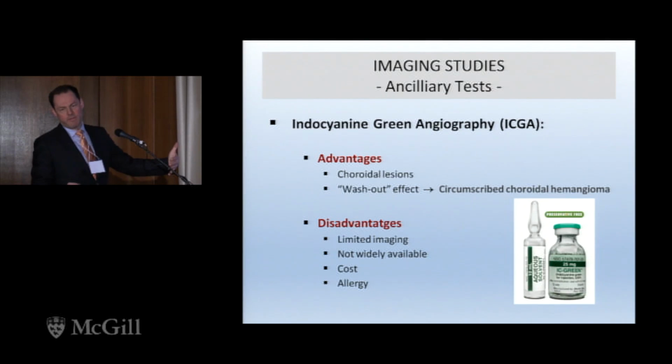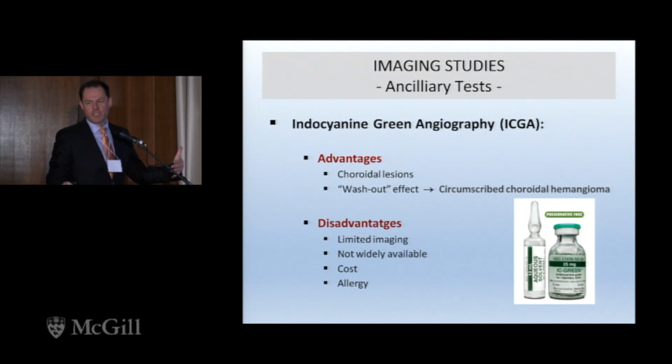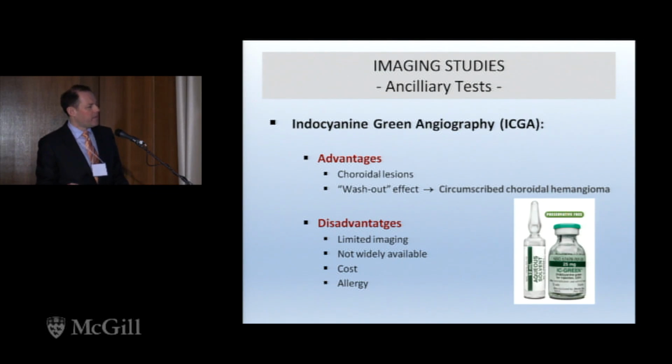So as I mentioned, fluorescein is wonderful for retinal lesions, but when we look in the choroid, it's often difficult to appreciate things with fluorescein. So in the past, we've used indocyanine green, which you see here, and it's been useful in a variety of disorders, including tumors, to try and identify some of the unique characteristics of these lesions. For instance, with a circumscribed choroidal hemangioma, we have this typical washed out effect, which I'll show you with pictures in the following slide.